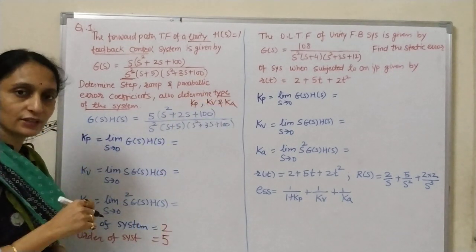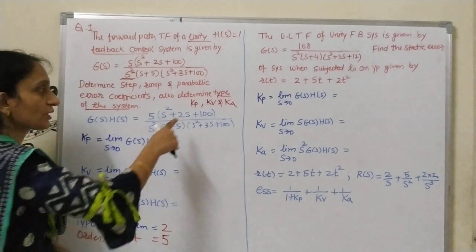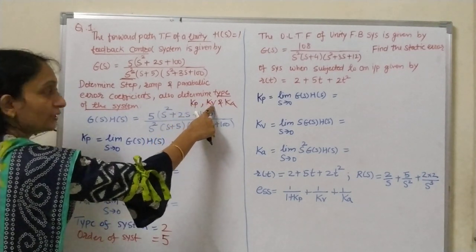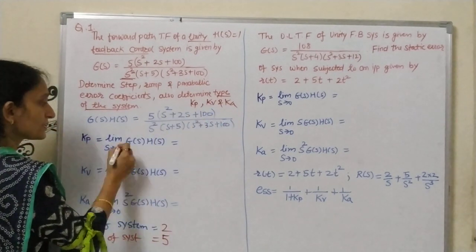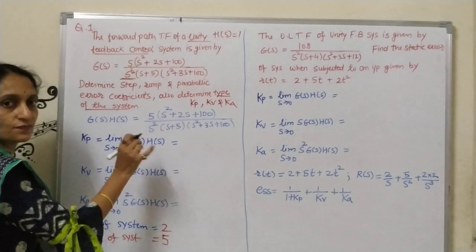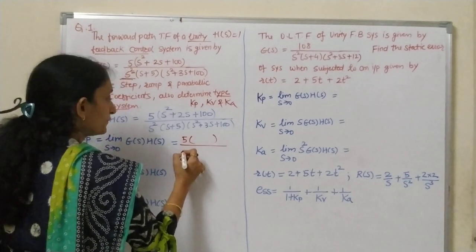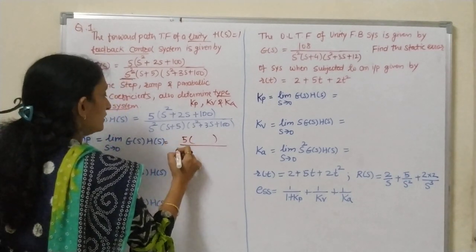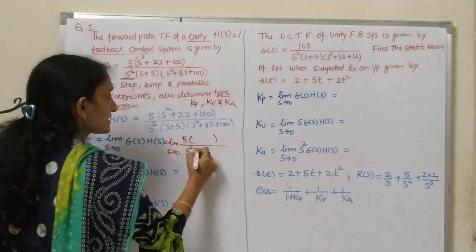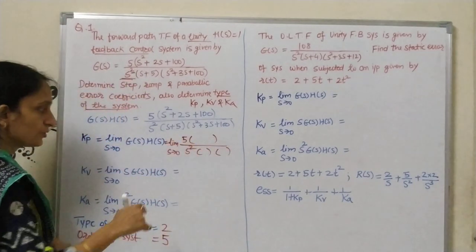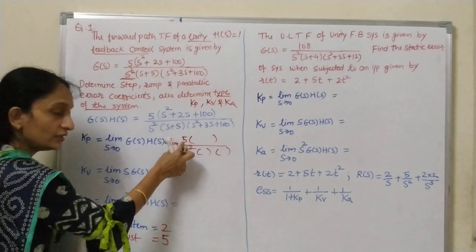Next, we will calculate the values of Kp, Kv, Ka. We have derived the formulas for Kp, Kv, Ka for standard test inputs. Kp is for step input, Kv is for unit ramp input, and Ka is for unit parabolic input. I have written the formula here. Look at this, Kp is equal to limit s tends to 0, G(s)H(s). This is a fixed formula. So I put the numerator here, but I am not writing it out. We have studied that when we take the limit, here there is a term s square.